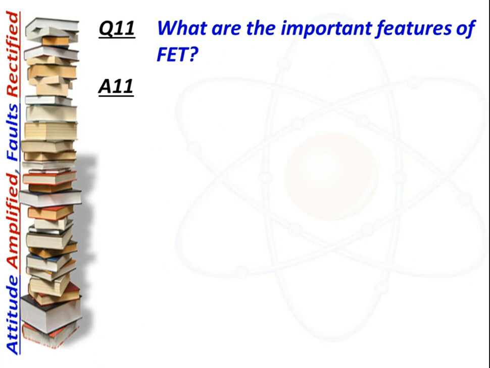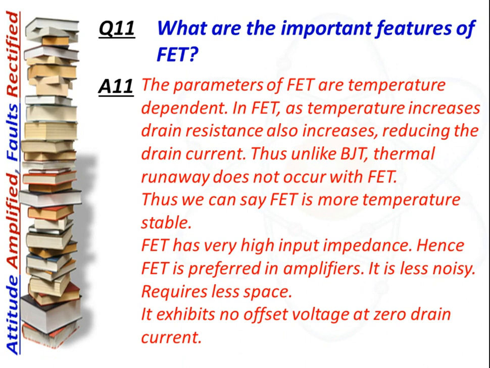Here is the next question. What are the important features of FET? Answer: the parameters of FET are temperature dependent. In FET, as temperature increases, drain resistance also increases, reducing the drain current. Thus, unlike BJT, thermal runaway does not occur with FET. Thus, we can say FET is more temperature stable.